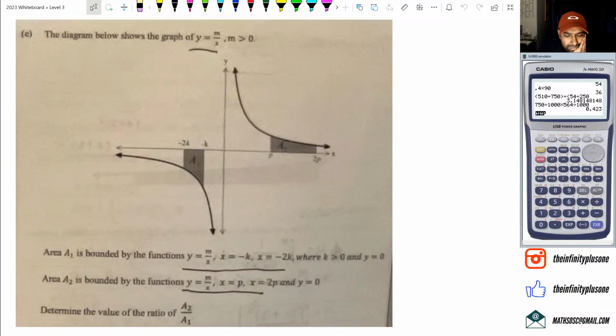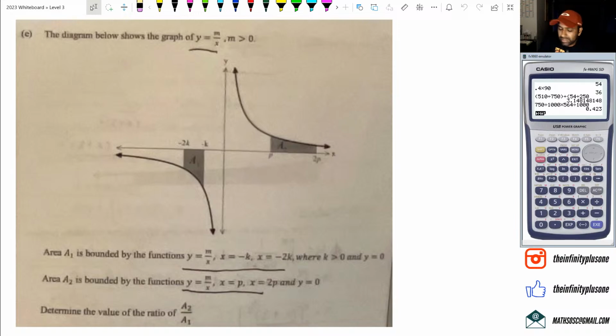Okay, hopefully you can see the question here. Negative k where x is k is greater than 0, y is equal to 0. Blah, blah, blah. Yeah, let's try this question here.